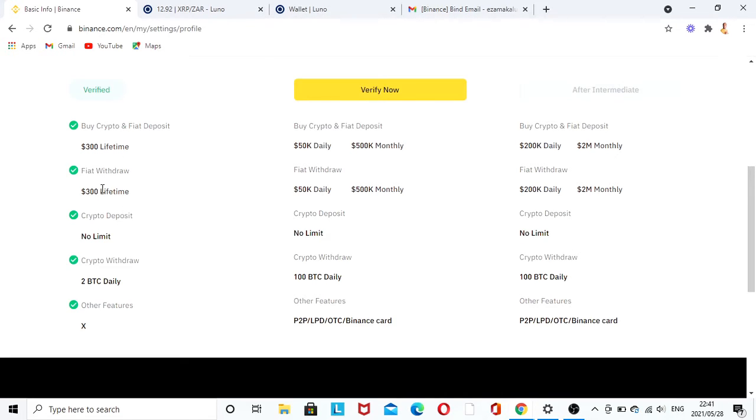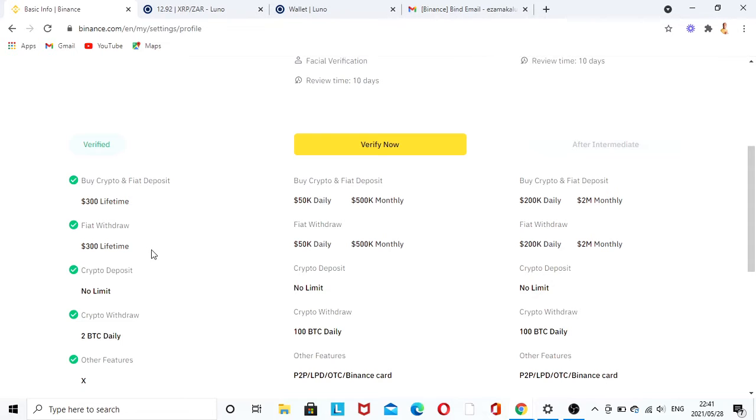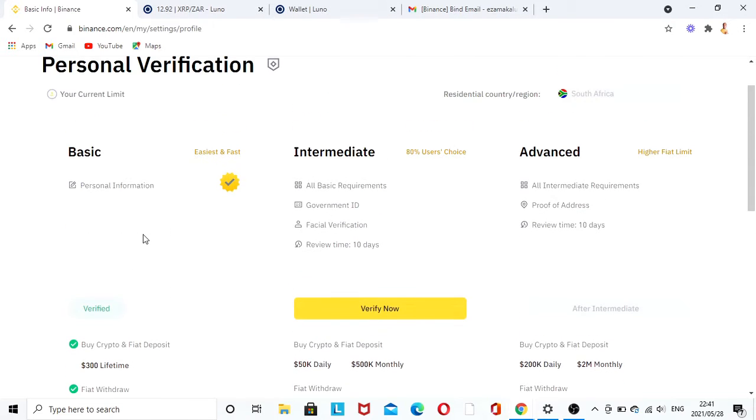When it comes to withdrawals on that one as well, it's all up to $300. And when it comes to crypto deposit, there is no limit on this one. You can deposit any crypto, no limit there. And then crypto withdrawals, you can only withdraw 2 BTC per day, right? You probably will not have any problem with that if you don't have that much as of yet. So that's the limit on the basic one.